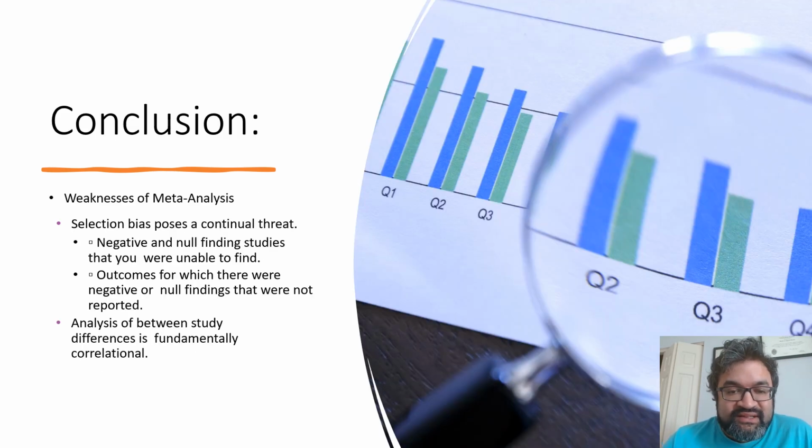Conclusion, weaknesses of meta-analysis. Well, selection bias poses a continuous threat. There are negative and null finding studies that you were unable to find, and outcomes for which there were negative or null findings that were not reported. So analysis of between-study differences is fundamentally correlational.